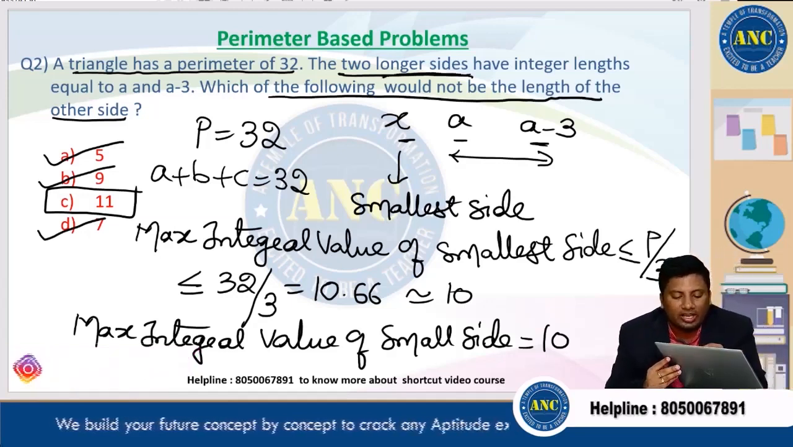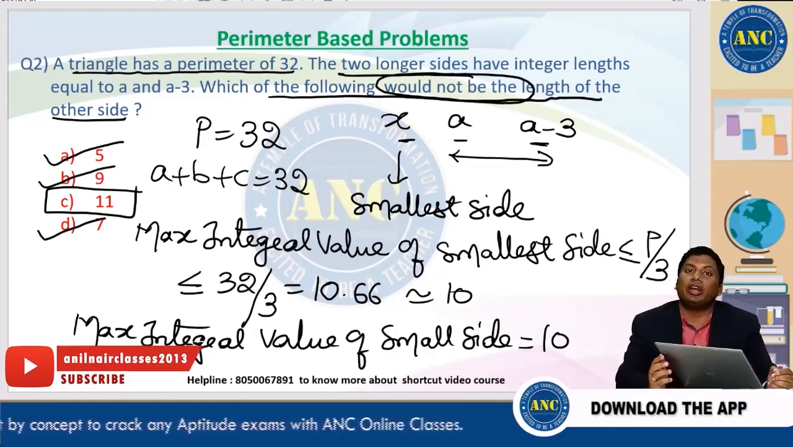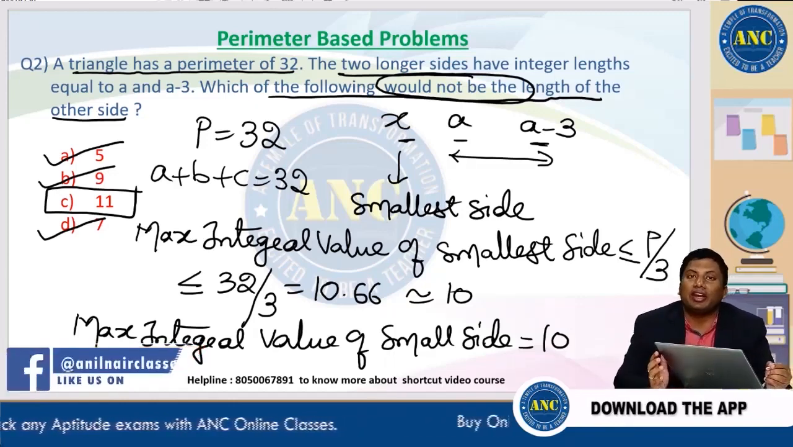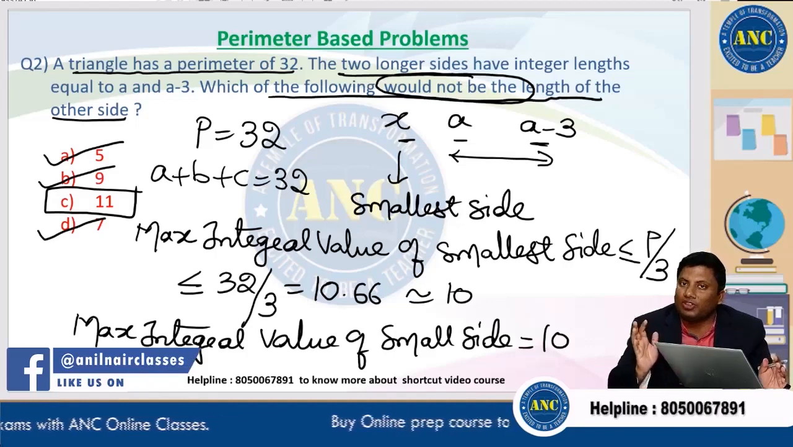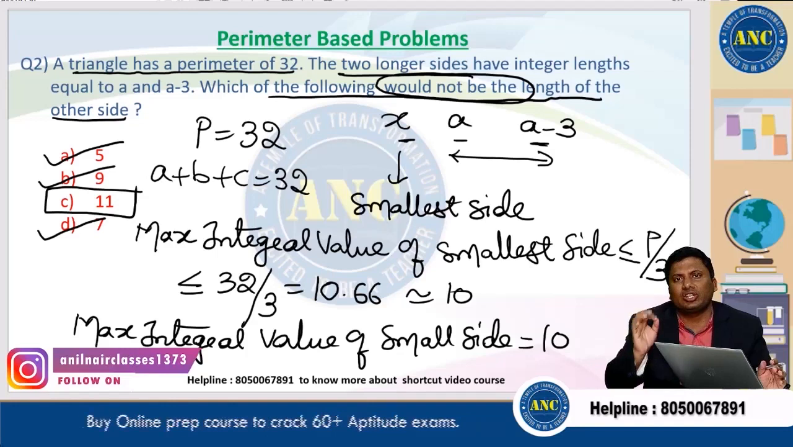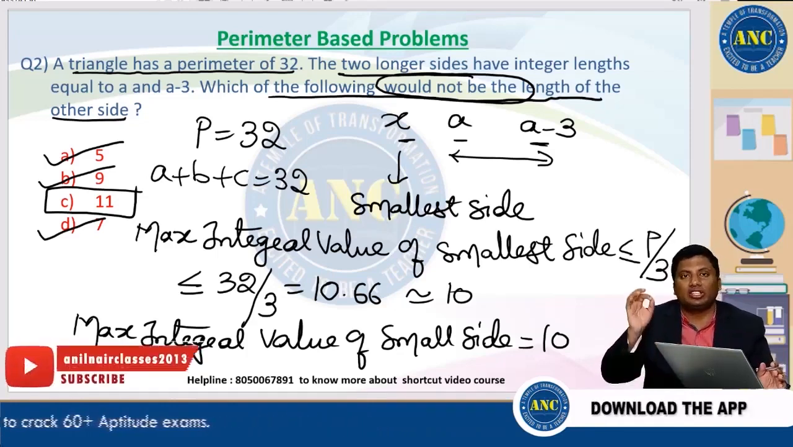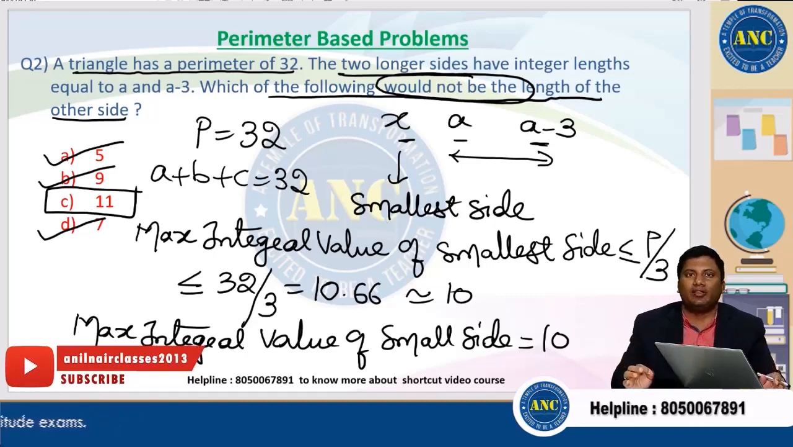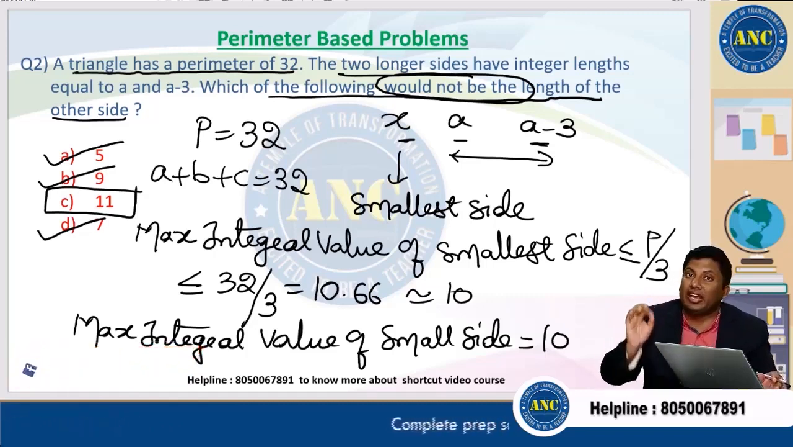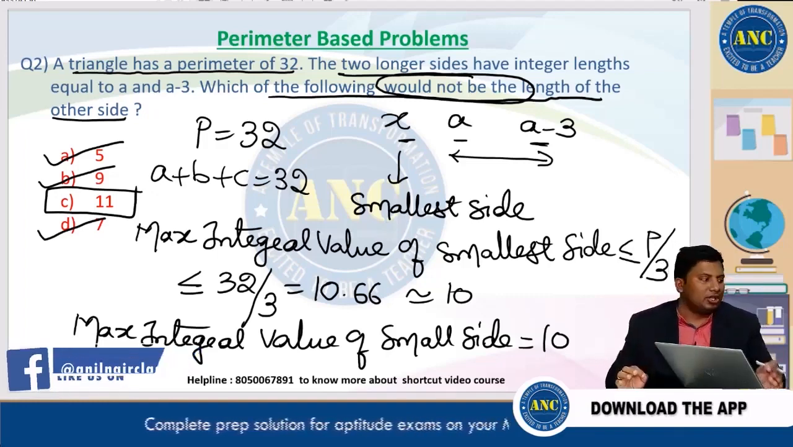Question is, which of the following will not be the length? Which value cannot be the length? 11 cannot be the length. Are you all with me? Two beautiful questions which talk about the relationship between the longest side's maximum integral value and the smallest side's maximum integral value. I am repeating this point again and again because it is of extreme importance to the students.